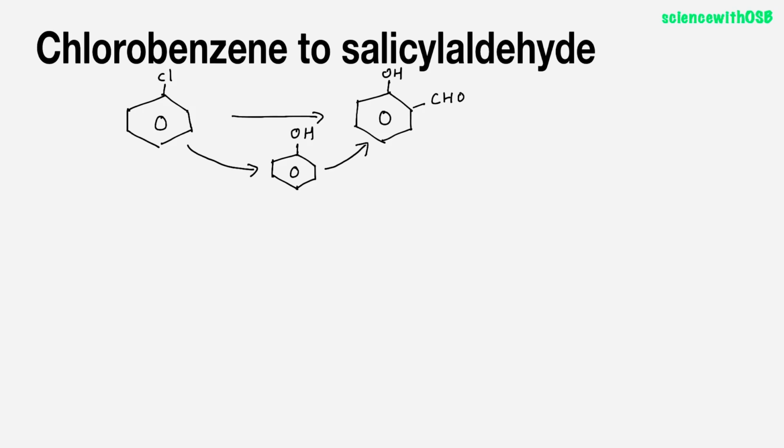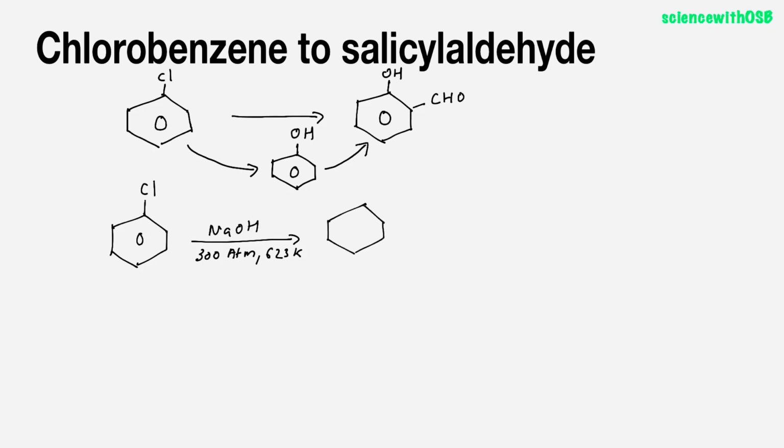Now we can do the conversion. We start with chlorobenzene, right? Now how to convert it to phenol? See, at a pressure of 300 atm and a temperature of 623 Kelvin with NaOH, what will you get? You will be getting sodium phenoxide, right? Now on adding H plus, you will be getting phenol.